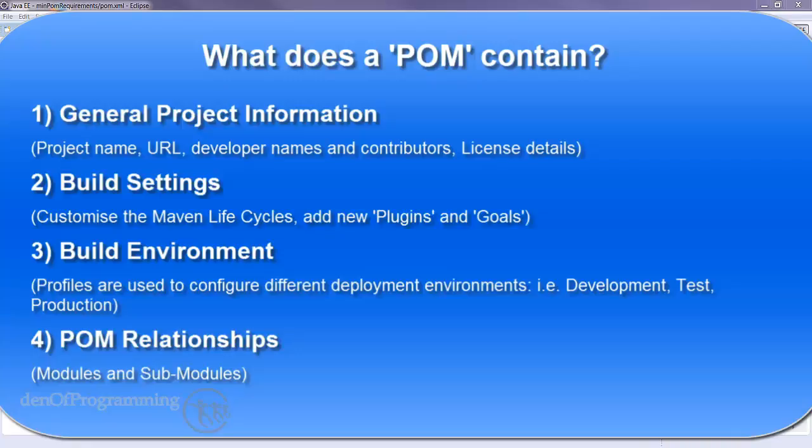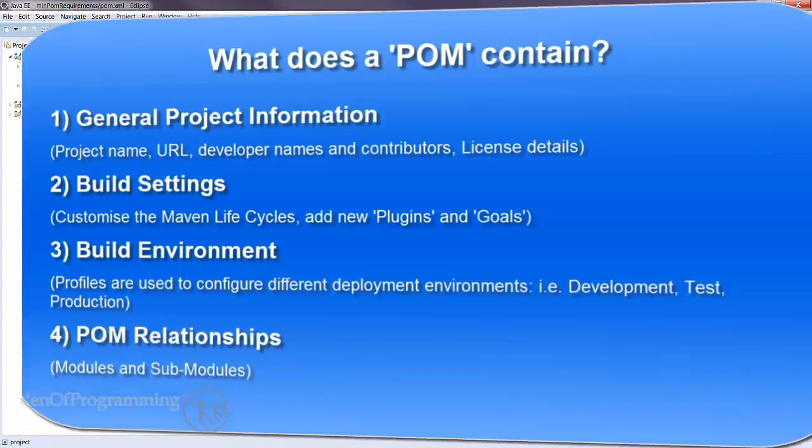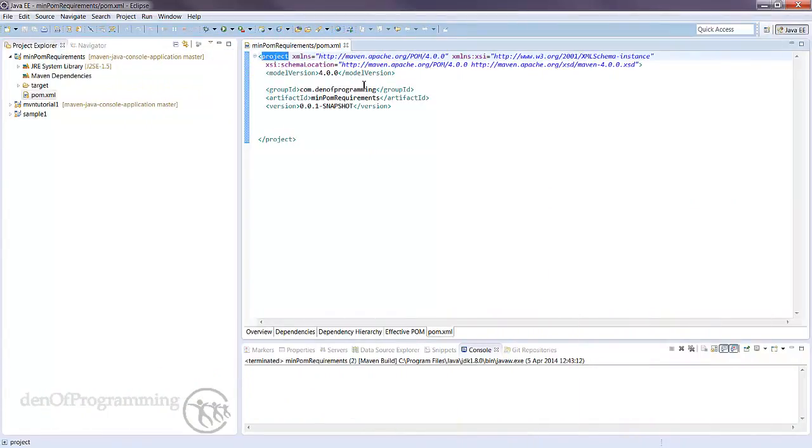The last category is POM relationships. A project rarely sits alone or stands alone. It depends on other projects. Projects can inherit POM settings from parent projects. This is really the bare minimum configuration that's required in a POM XML.